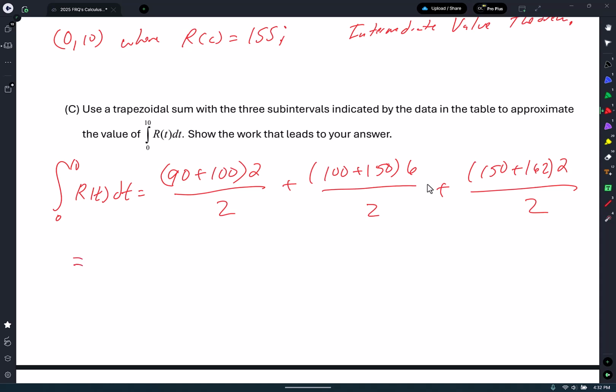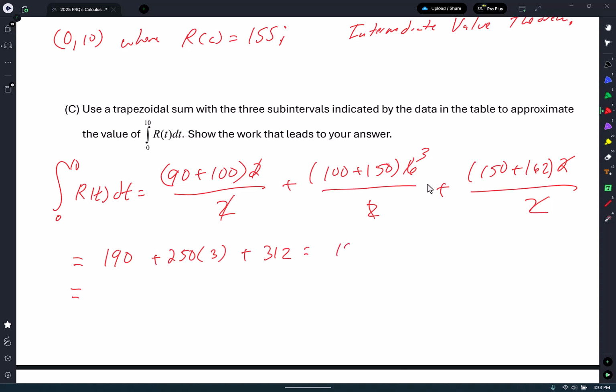Okay, let's see. The 2's cancel out. 100 plus 90, that's 190. Plus 2 goes into 6 3 times. 1 plus 150, I believe that's 250. So don't worry, in a little bit we'll figure this out. Plus, those 2's cancel out. 150 and 153 plus another 12, 312. And did you leave it like that or did you keep going? Okay, that's fine.